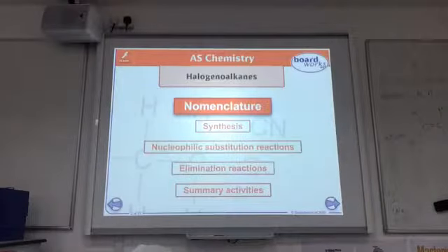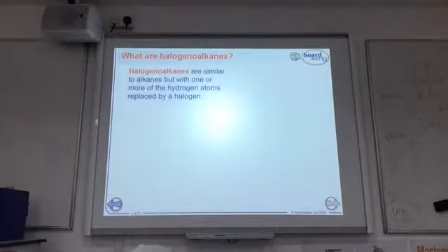All right, so since we're doing halogenoalkanes, we'll look first at their nomenclature, how to name them. So, what is a halogenoalkane? Well, I think you probably should be able to work that out for yourselves by now. Essentially they are alkanes, but they have one or more atoms replaced by a hydrogen. Not a hydrogen, a halogen. A hydrogen atom replaced by a halogen.